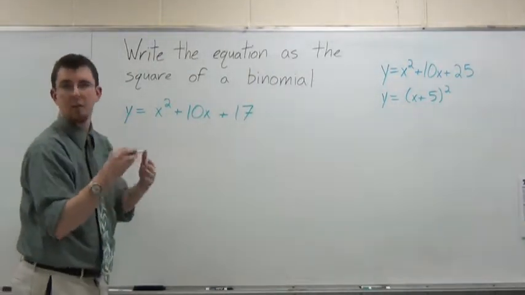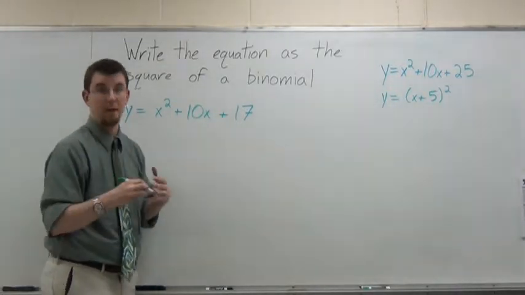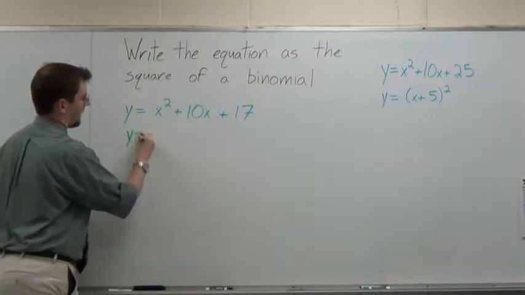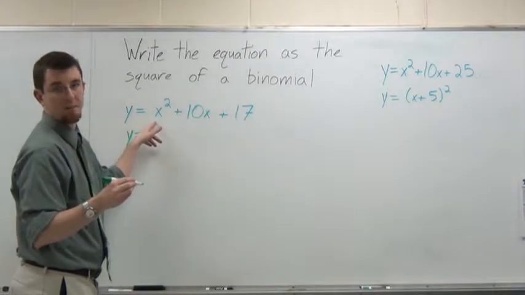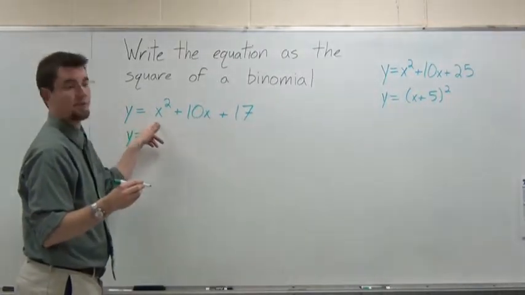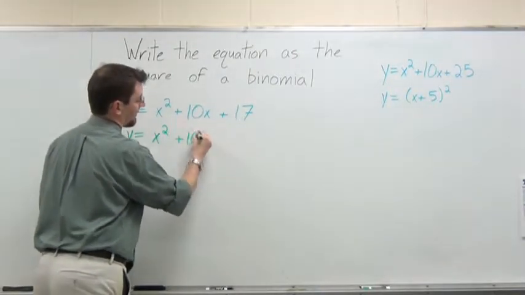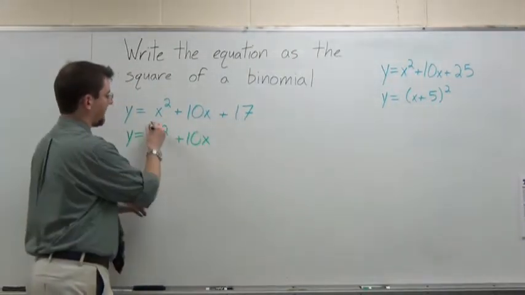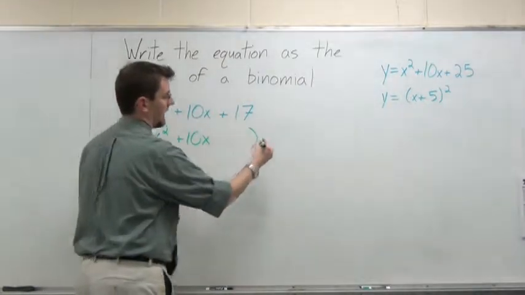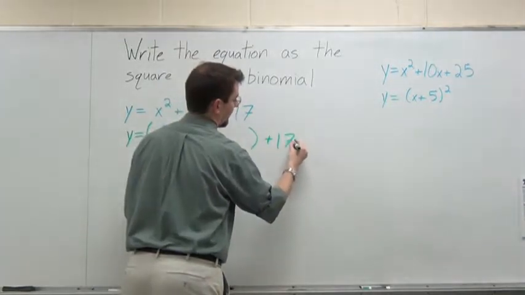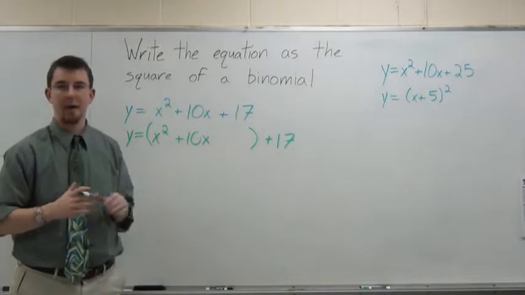Now there's a lot of ways, and different teachers will approach this differently. I want to show you the way that makes the most sense to me. In this case I've got a 1x squared, and that's going to be good for now. We're going to look at what happens later if you don't have a coefficient of 1. But I'm going to write x squared plus 10x, and then I'm going to give myself parentheses in this little space, and then write plus 17. So I haven't changed the problem at all. I've just given myself a little space.